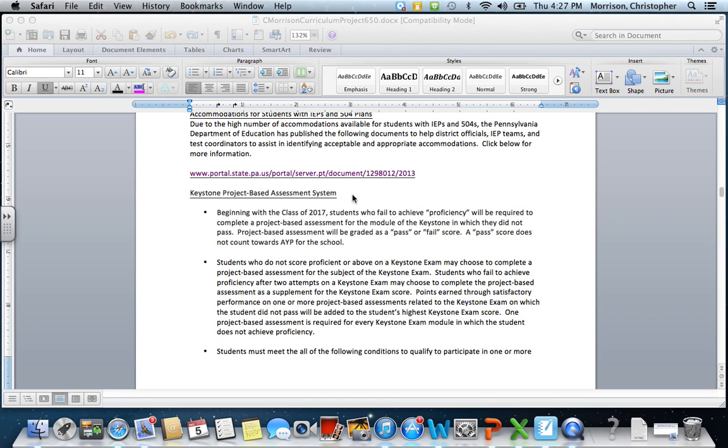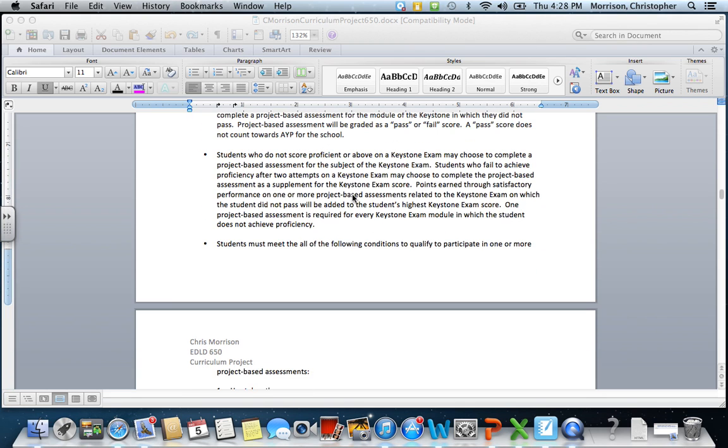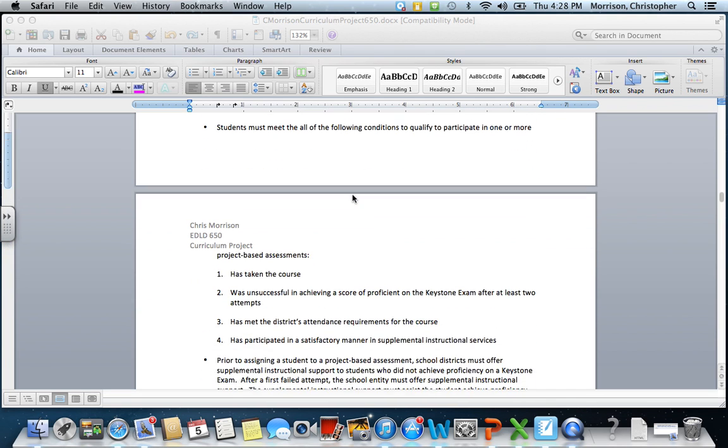The next section is the Keystone Project-Based Assessment System. For students who do not achieve proficiency, there is an alternative Keystone Project-Based Assessment. These are for students who may have taken the Keystone exams 3 times and have not passed with a score of proficiency. So what the state developed was this project-based assessment which students can complete, and the completion of the project will allow students to graduate. So this section explains what exactly the project includes.